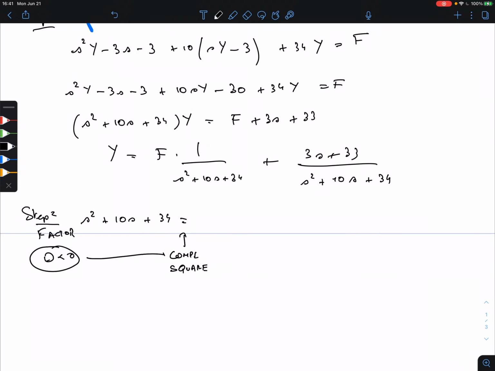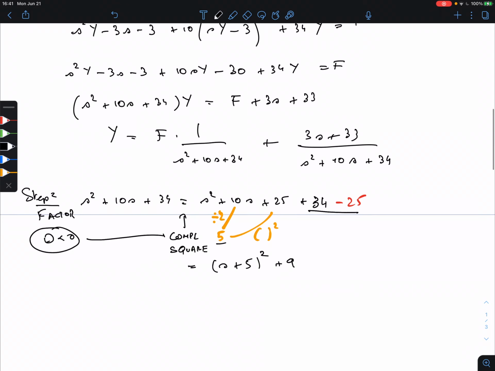Now, although you might not like it so much, it's actually easier. We have to do this, and the trick is always you separate the two s terms, and then you divide this by 2, right? So divide by 2, that gives me 5, and then you square it, and that gives you 25. But of course, if you add 25, you have to subtract 25 here. So this is therefore equal to s plus 5 squared, and then this is 9, right? Plus 9.